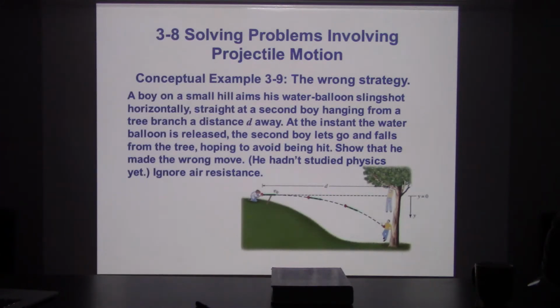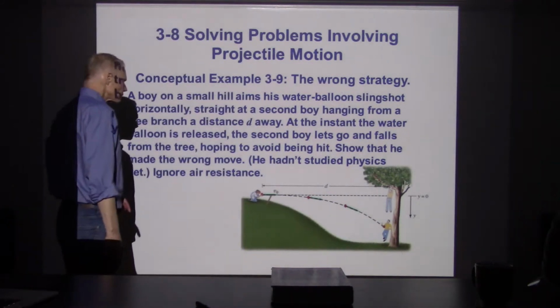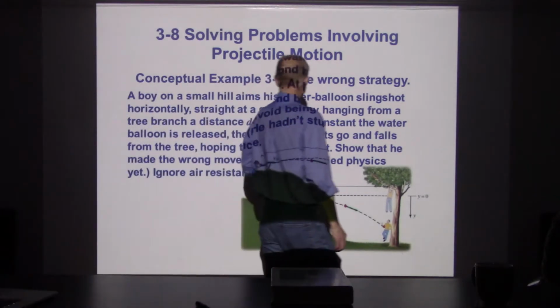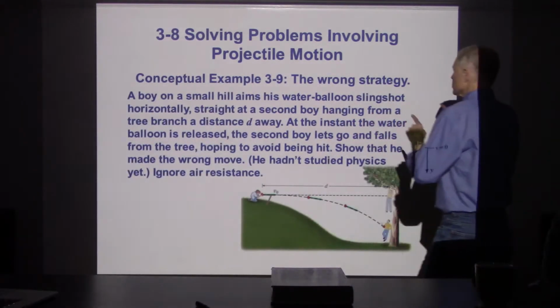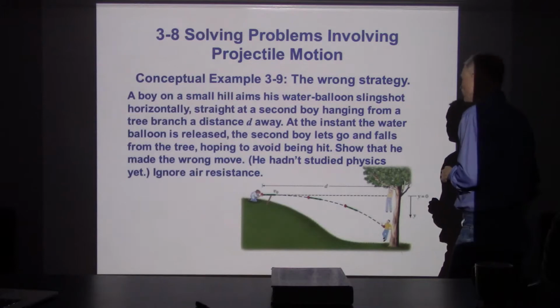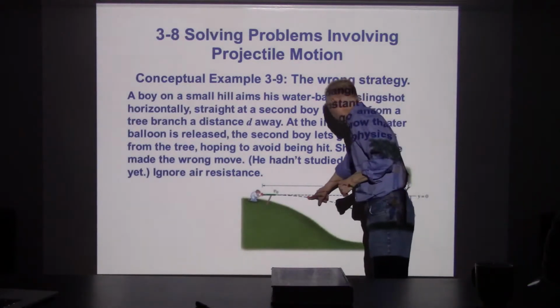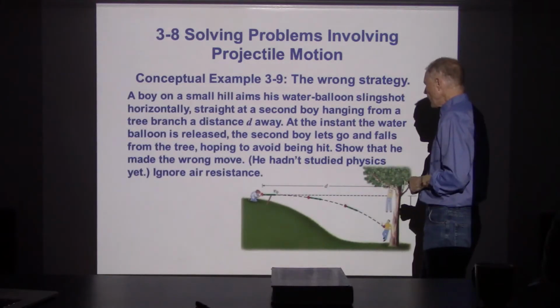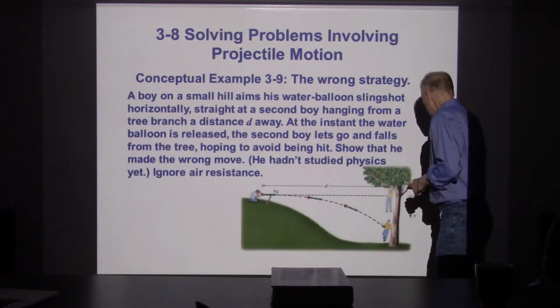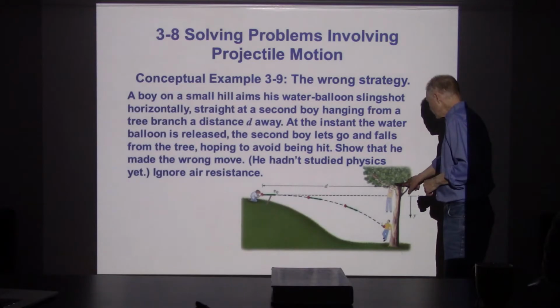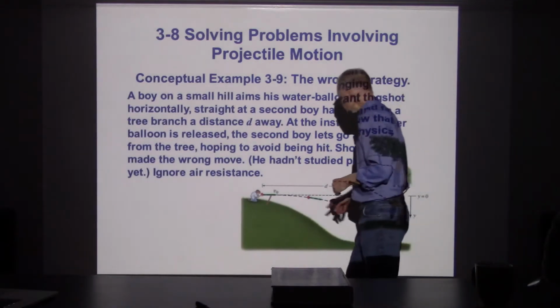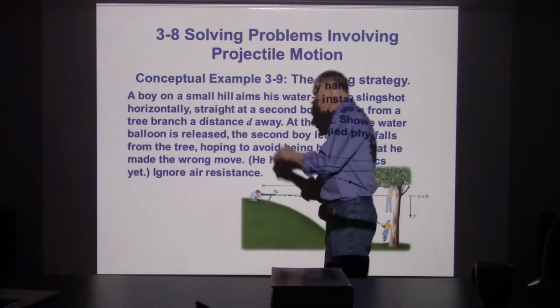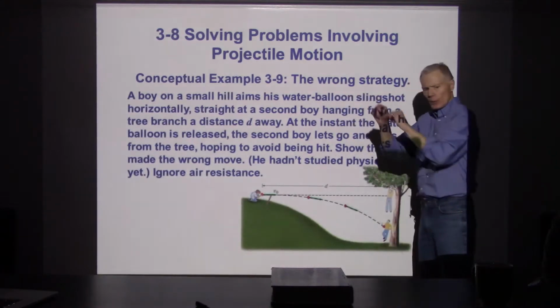Okay, here's another example, kind of related. So let's see, there's a water balloon slingshot being fired. So here is the water balloon coming off of this firing device for the water balloon. Here someone's hanging from a branch in a tree, and the person firing is aiming right where the person is located.